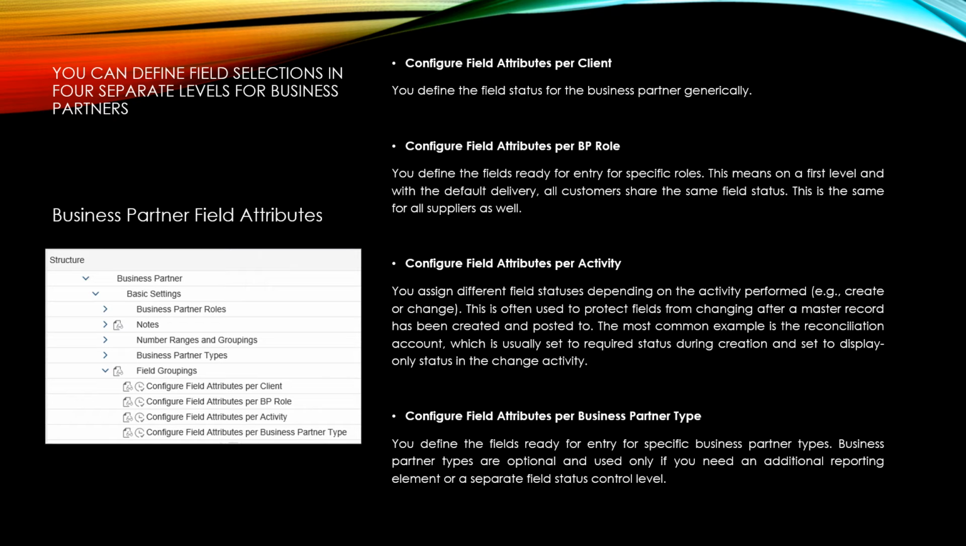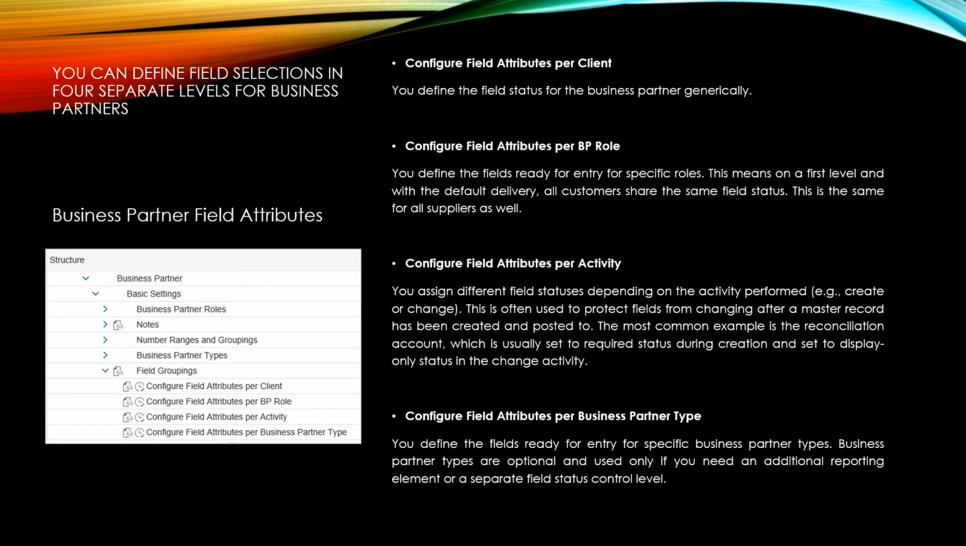Okay, so let's look at clients. You define the field status for the business partner generically. And let's look at BP roles. You define the field ready for entry for specific roles, right? This is the first level, and with the default delivery, all customers share the same field status. This is the same for suppliers as well.